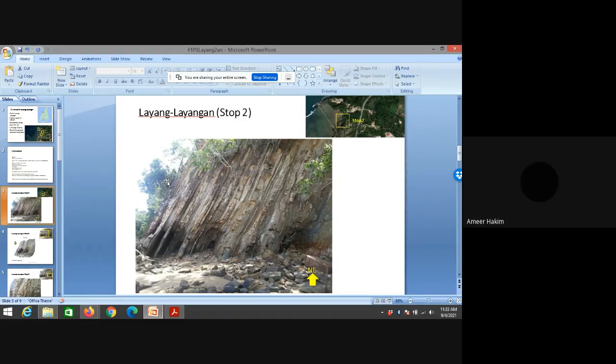I think because the bed is tilting to the right, so... Aha. So you determine younging direction based on the dip direction. Right? Yes, and this is a part of an anticline. Okay. Any other opinions? Can somebody help him?